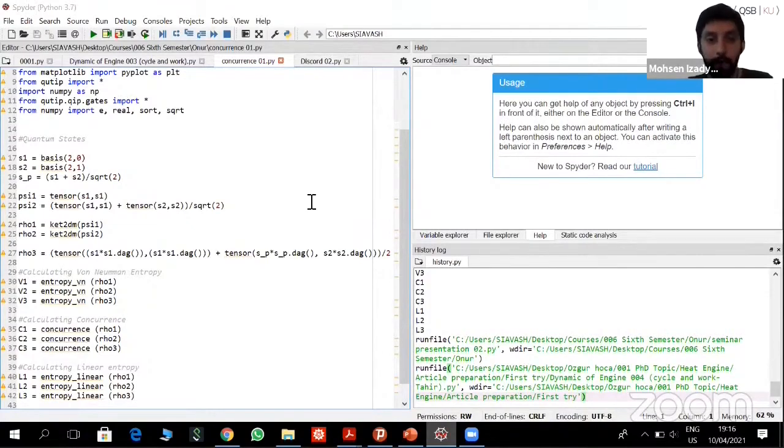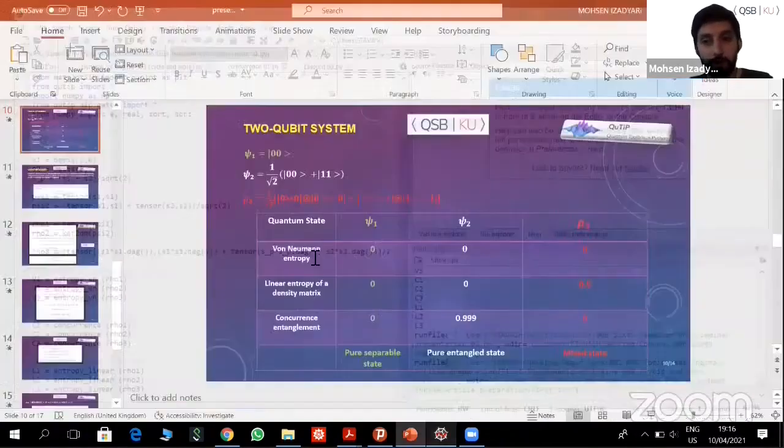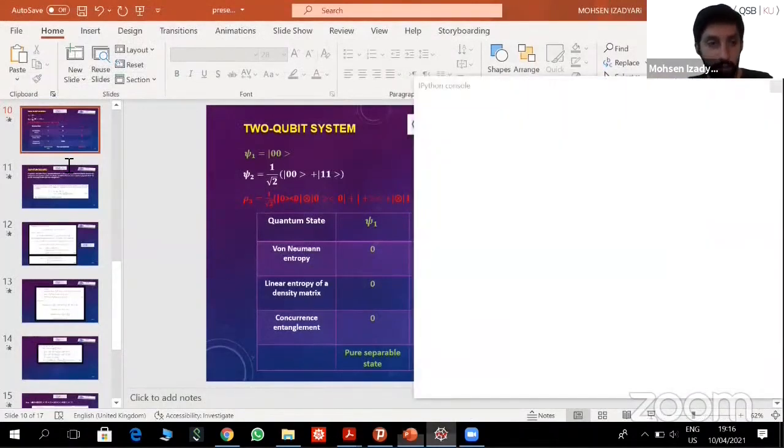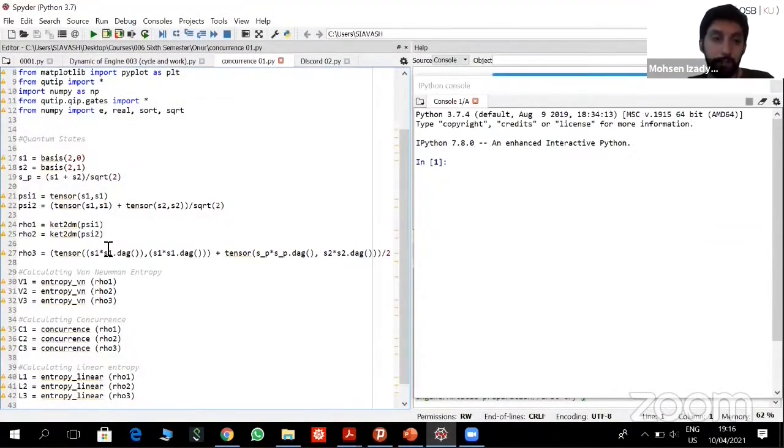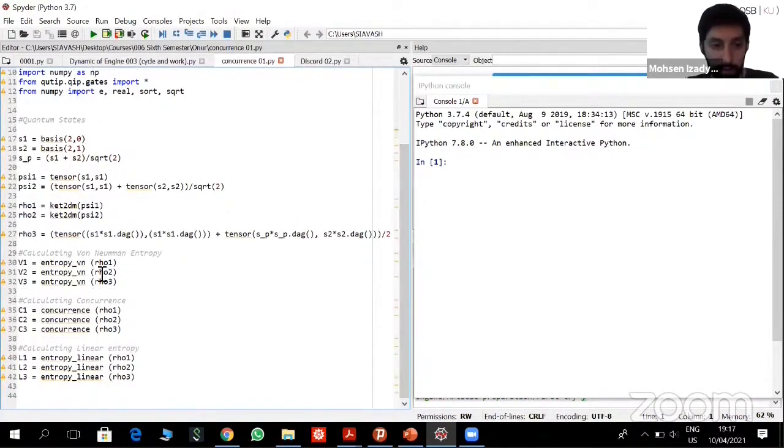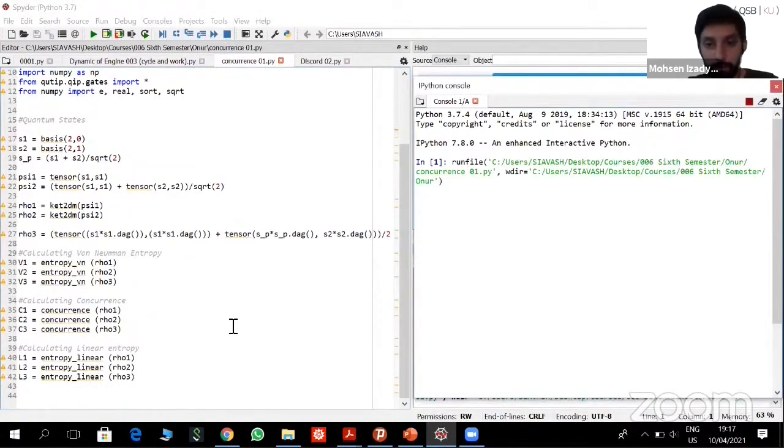This ket and bra: I can write the bra as the dagger of the ket. So if I introduce S1 as a basis, this is a ket, and when I want to use it as a bra, I can easily write the dagger of that. So just use dot dag, and you can find the dagger of every state, all the states, or even operators. Okay, these are our states, and easily I can just write these commands for finding the von Neumann entropy, concurrence, and linear entropy, and I am going to run it here.